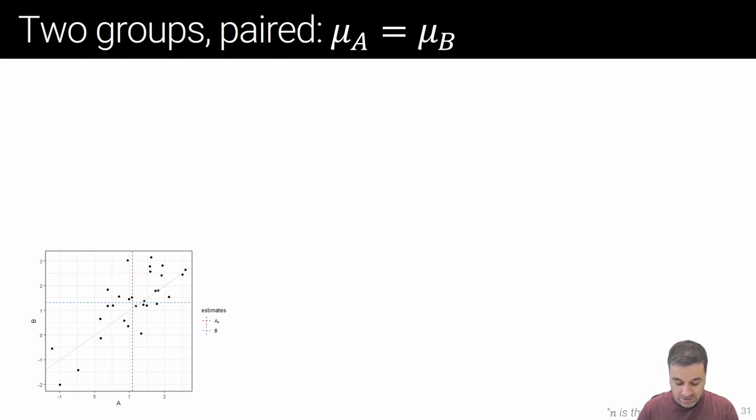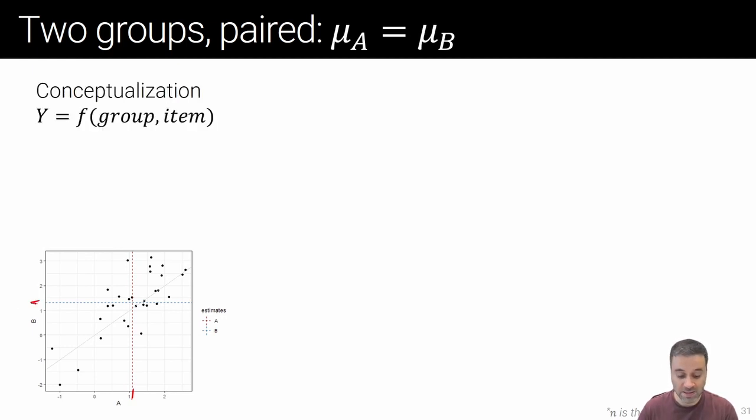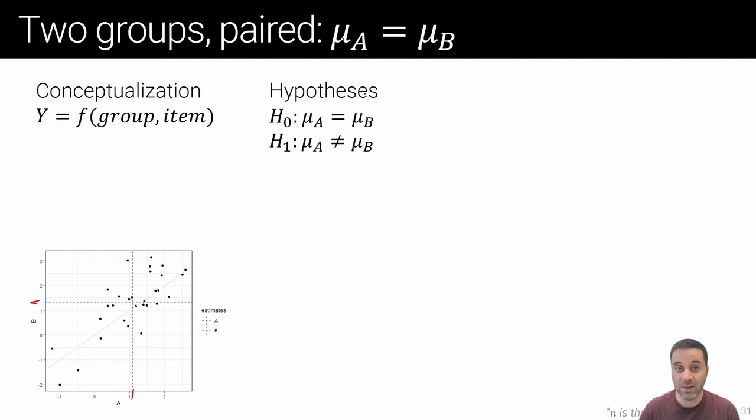And so in this case, the estimate of A is again 1 and something, and the estimate for B is 1 and a little bit more. Conceptually, what we're saying is that the response depends on the group and the item. We're now going to control for the item. We could set statistical hypotheses all the same. So the null hypothesis is, again, the mean for A is equal to the mean for B. And the alternative is they're different.